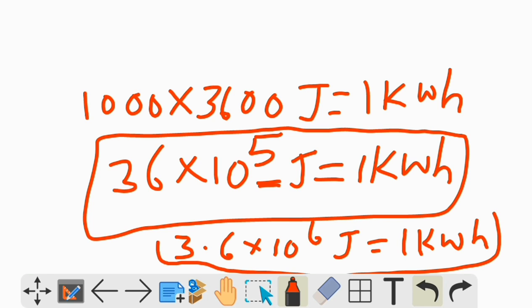So this is the relationship we have between the commercial electrical energy unit, which is kilowatt hour, and joule. Understood? Very, very important. You have to remember this. Okay. Now let's go for the next question.